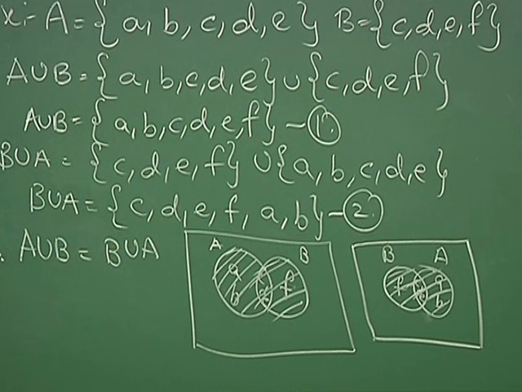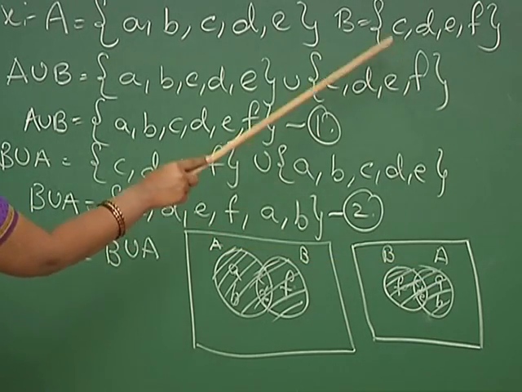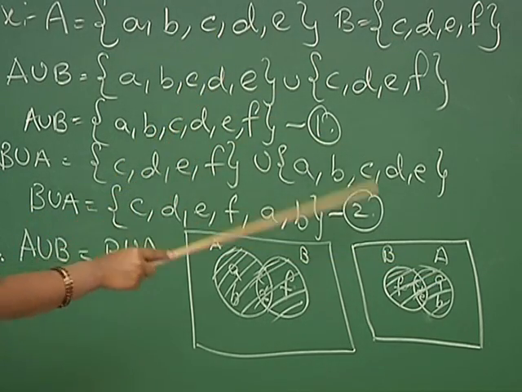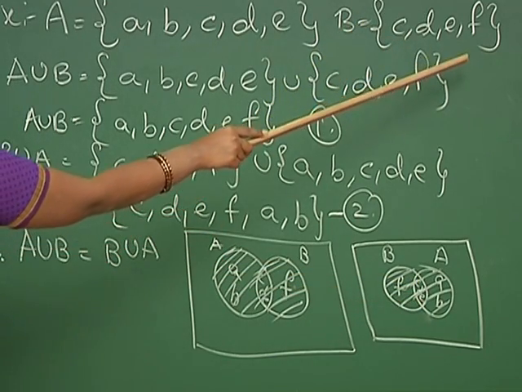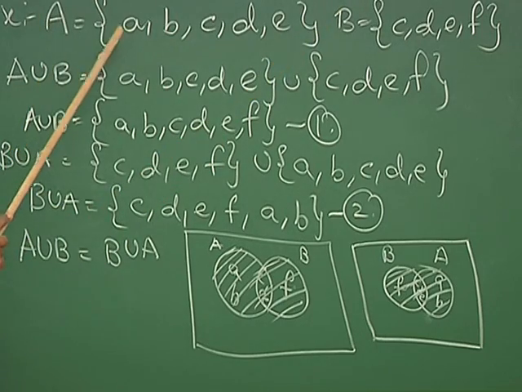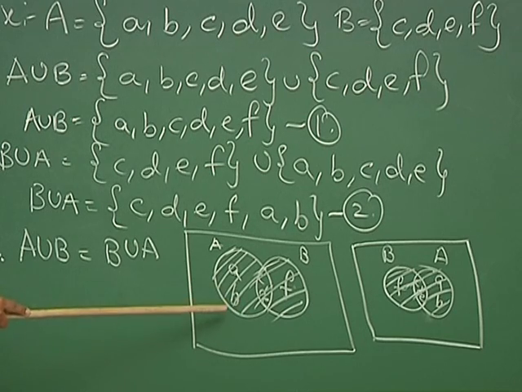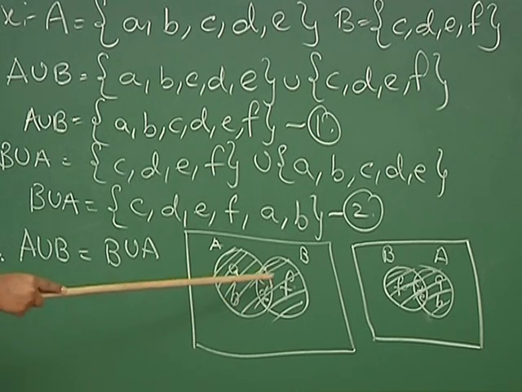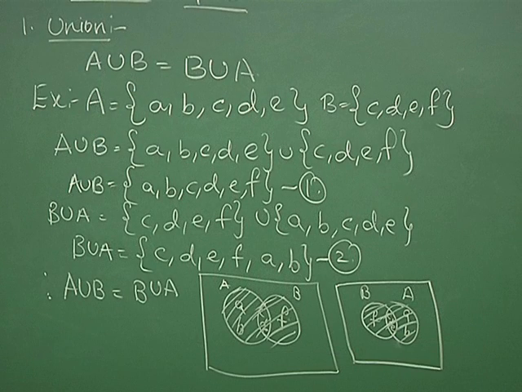So when we are asked to shade A union B, you need to shade the whole set completely. Now similarly B and A also. First write the common elements C, D, E in the intersection area. In set B the balance element is F. In set A the balance element is A, B. So we need to shade. When we observe the Venn diagram also, A union B is the same as B union A. So this is called the union commutative property.